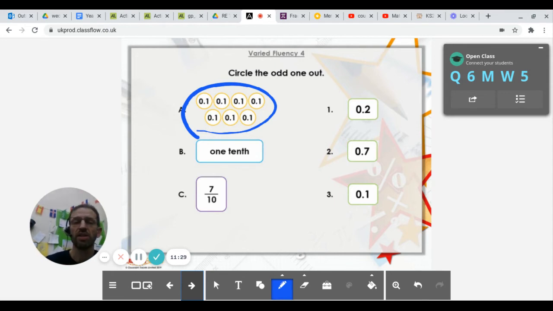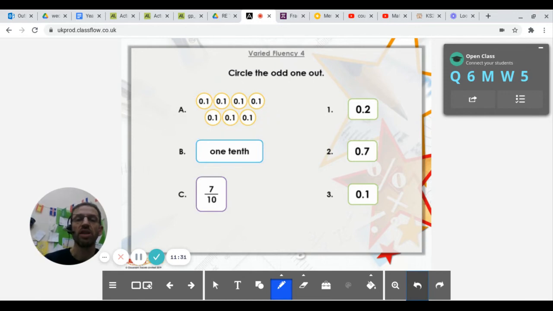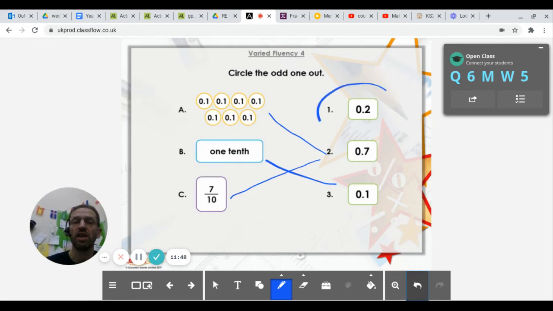So let me just get rid of that circle actually, because it's asking me to circle something in the question. So that I think is 7 tenths. Okay, 1/10. This is 1/10, and 7 tenths is going to be this one here as well. So by doing that, I have worked out the circling is going to go over here. This is the odd one out.